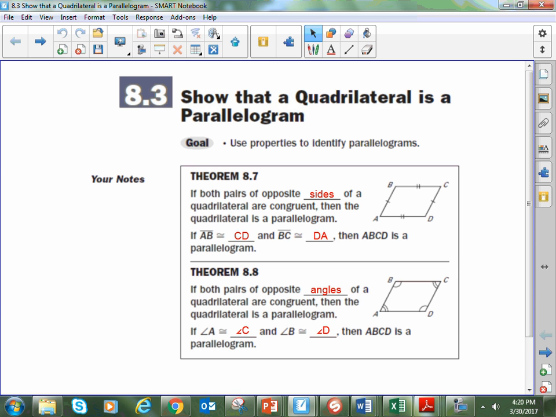We can look to see if I have a quadrilateral that has opposite sides parallel or congruent to each other. Well, that fits the characteristic of what makes a parallelogram. So I could say, yes, quadrilateral ABCD must be a parallelogram. Same thing with the opposite angles. If the opposite angles are congruent, that is enough information for me to be able to say this particular quadrilateral must be a parallelogram.